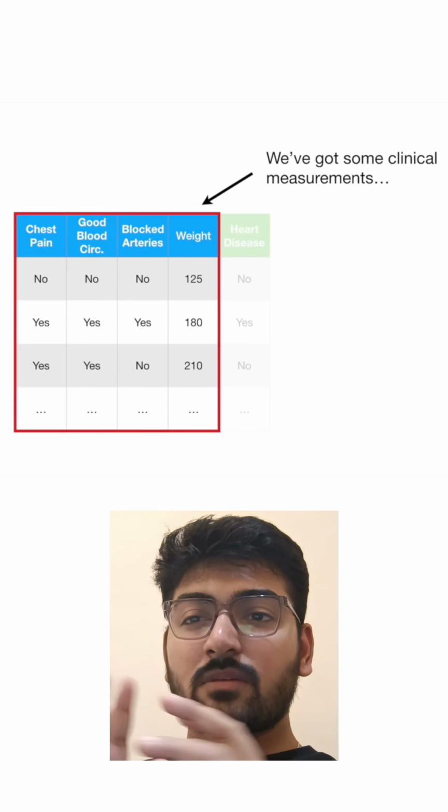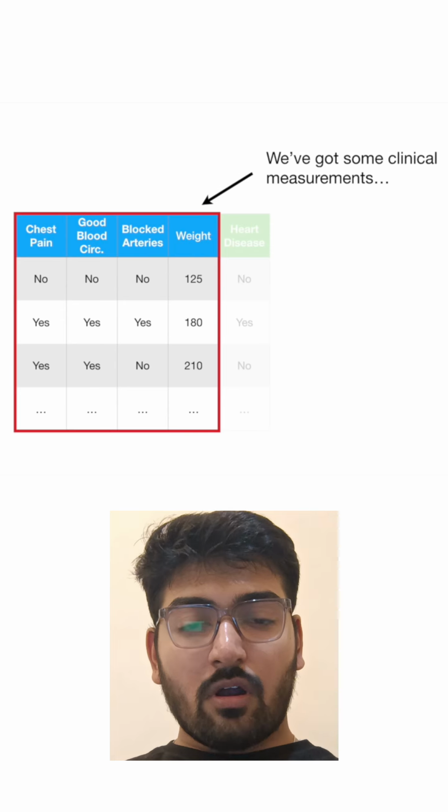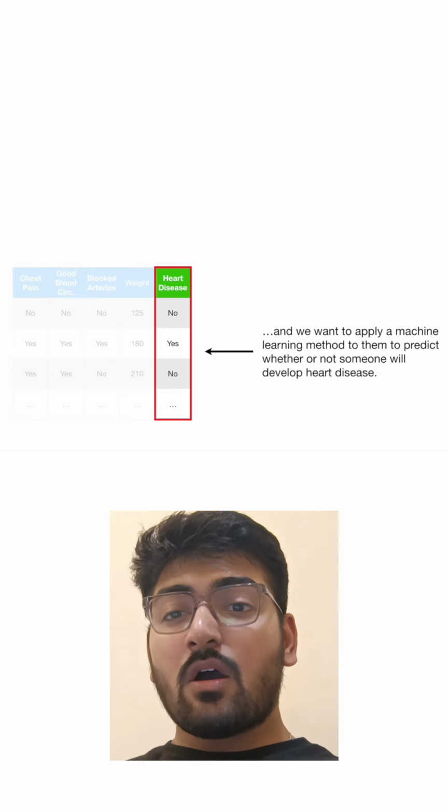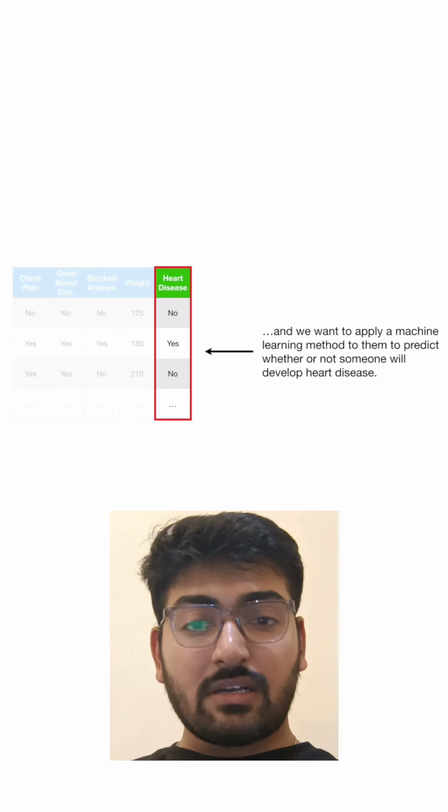Look at this data set. We have got some clinical measurements. These four are the columns which are going to predict heart disease, and we want to apply machine learning methods to them to classify whether or not someone will have a heart disease or not.